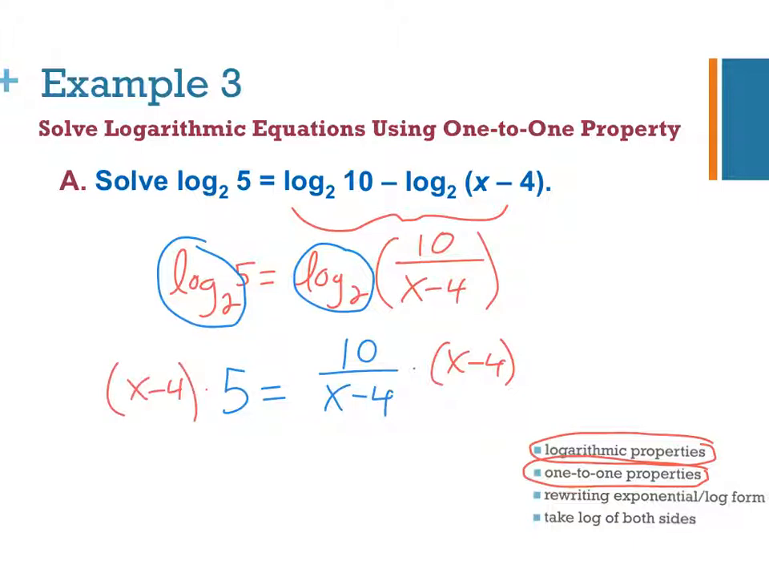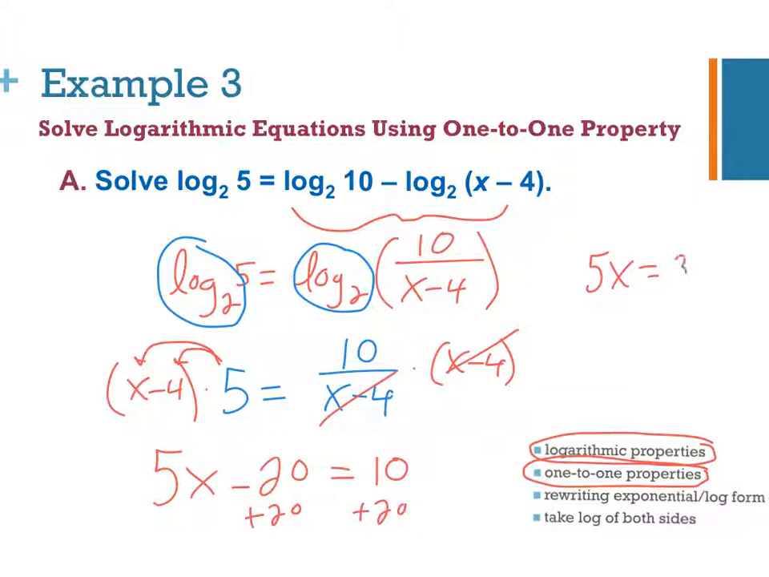When I do that, on the right-hand side, they cancel. On the left-hand side, I can distribute the 5 through, becoming 5x minus 20 equals 10. Lastly, solving for x, adding 20 to both sides, I get 5x equals 30, and dividing by 5, I get my final answer of x equals 6. And again, checking our answers, we'll see that x equals 6 works, so therefore that's our solution.